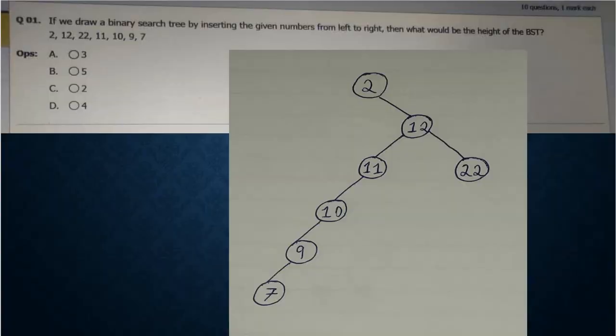So for the first question, we have to find the height of the BST. The property of the BST is that the values in the left subtree should be smaller and the values in the right subtree should be larger. The height of a BST is the longest path from the root node to any leaf node. So the longest path from the root to the leaf will be 5. So the answer is option B.